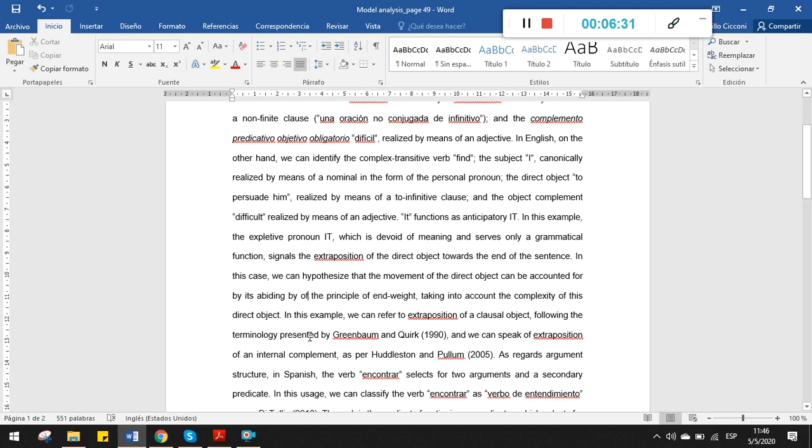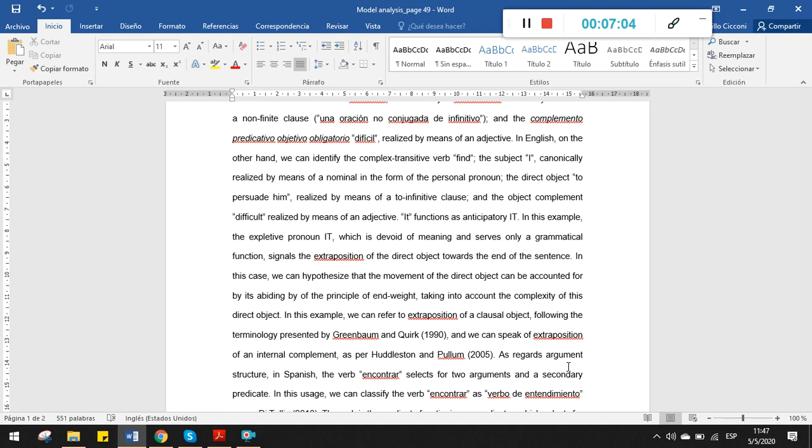In this example, we can refer to extraposition of a clausal object, following the terminology presented by Rhiemann and Quirk, 1990. We can also speak of extraposition of an internal complement, as per Huddleston and Pullum, 2005. These are the authors that Professor Natalia tackled in the rounding off presentation.